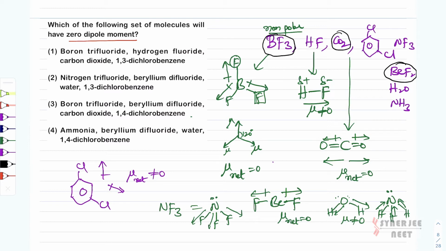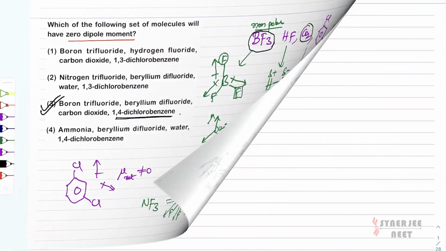So if you see BF3, CO2 and BeF2, only these are having 0 dipole moment. And also 1,4 dichlorobenzene. That means when chlorine and chlorine are in opposite positions, upside and downside, they also cancel out with each other. So that is also 0. So in this third option, all compounds have 0 dipole moment. So this is the right one.